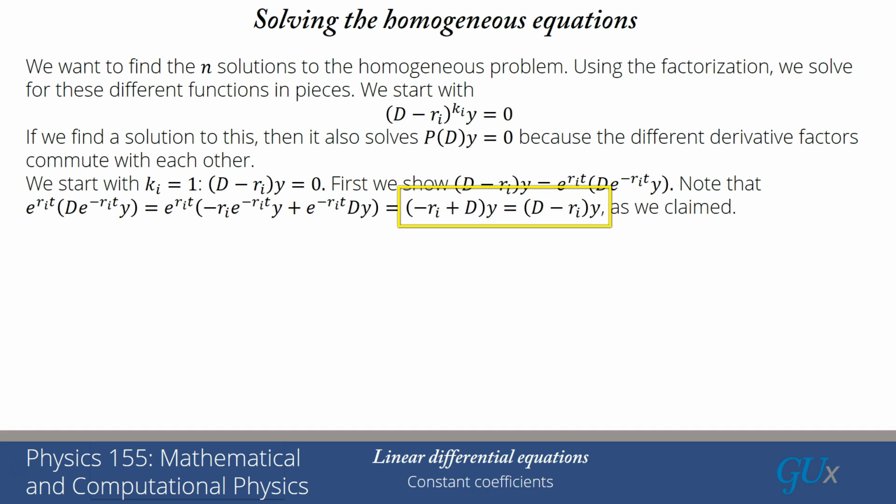I just get minus r_i plus D acting on y, and then of course I just change the order inside the parenthesis. I get D minus r_i acting on y, which is what we claimed it was equal to. So we've now proved that identity. And what do we do with that identity?